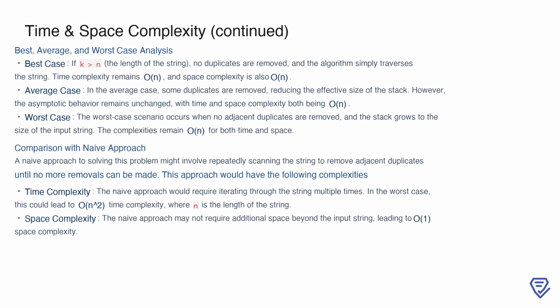Even in this scenario, the algorithm still operates with O(n) time and space complexity. By comparison, a naive approach that repeatedly scans the string to remove duplicates would involve multiple passes over the input. This could result in a time complexity of O(n) squared in the worst case, though it would use only O(1) space beyond the input string.